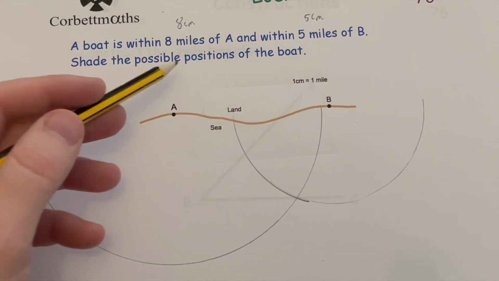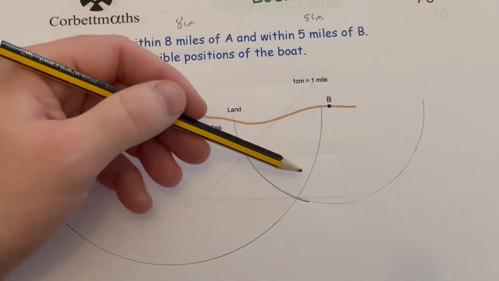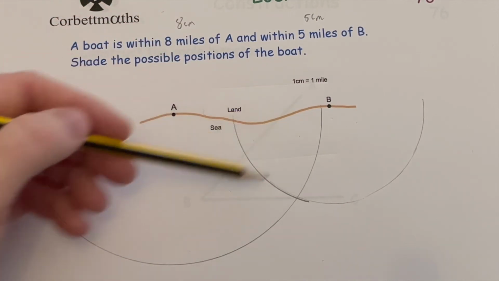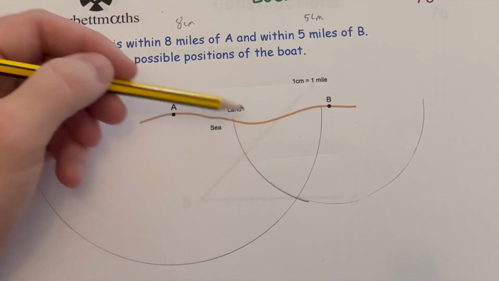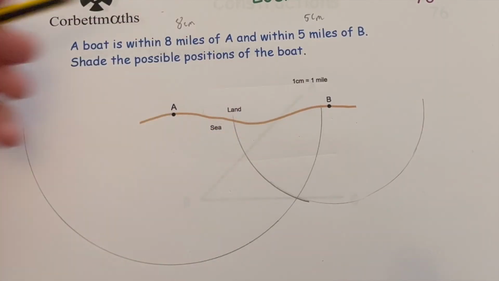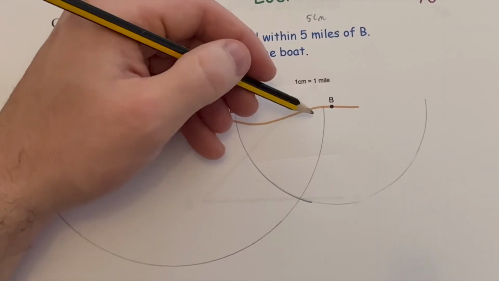And we're to shade the possible positions of the boat. So that's going to be, well, it's within 8 miles of A. So it means it's in this circle somewhere. And it's within 5 miles of B. So this region in here is within 8 miles of A and 5 miles of B. So it means the boat's in here somewhere. So let's shade that in.